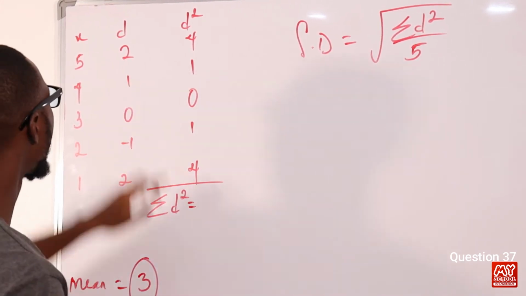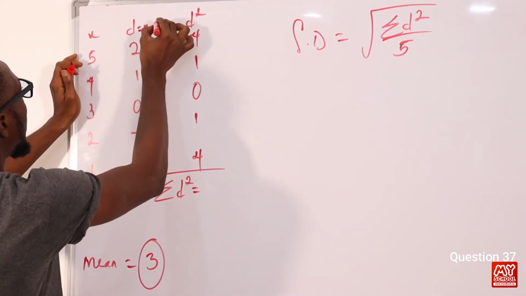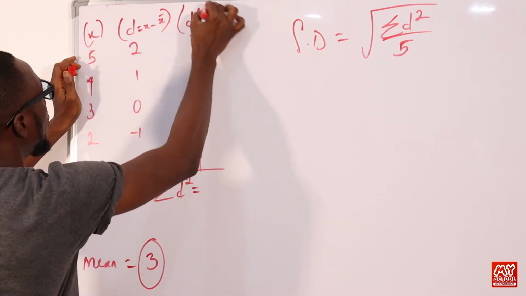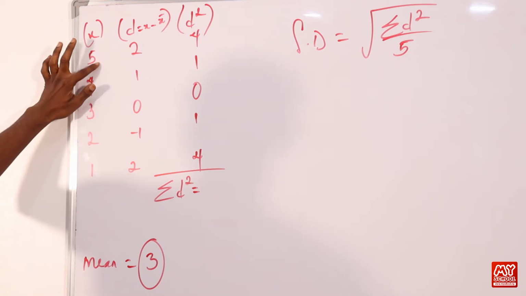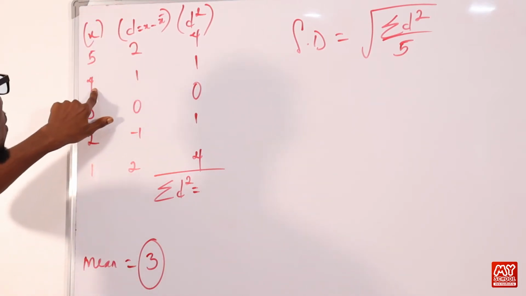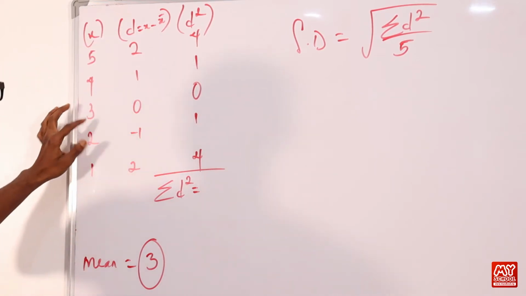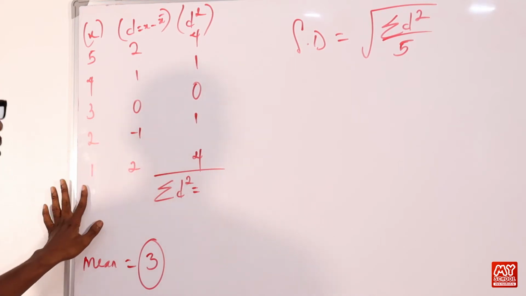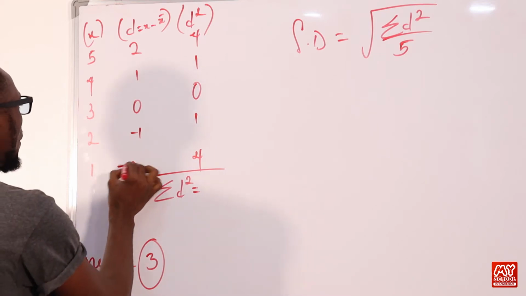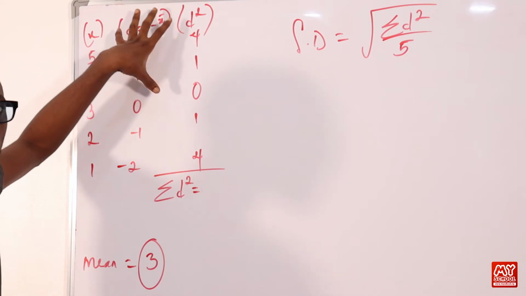All right, so this represents this value x minus the mean. So 5 minus the mean, which is 3, that is 2, right? 4 minus 3, that is 1. 3 minus 3, that is 0. Okay, 2 minus 3, that is minus 1. 1 minus 3, that gives us minus 2, rather. Okay, so we have this. So we now have this square, the square of the values we have here.